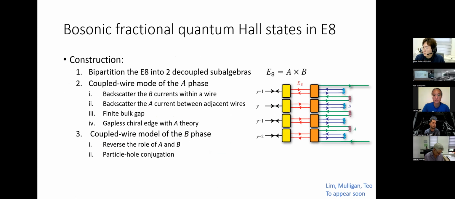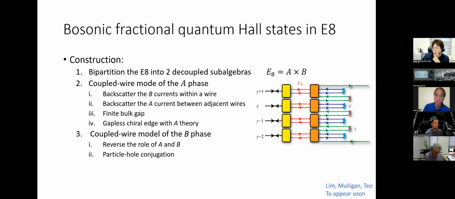So the construction is the following. We are going to make use of a bipartitioning of the E8 Kac-Moody algebra. We're going to decompose this into 2 decoupled subalgebras A and B. In the conformal field theory language, it just means that the A sector and B sector operators must mutually commute, and the energy momentum tensors of the A and the B sector add up to the energy momentum tensor of the E8 sector.